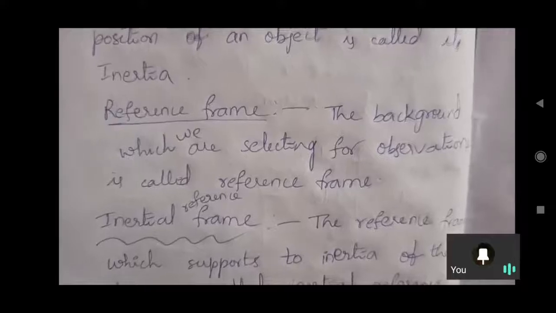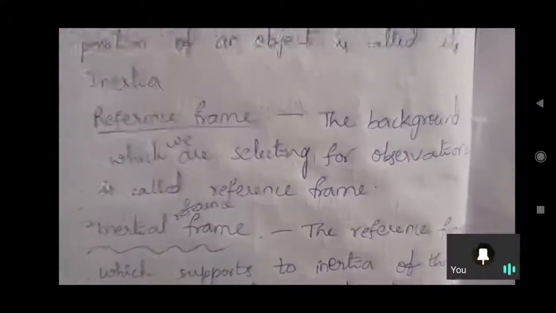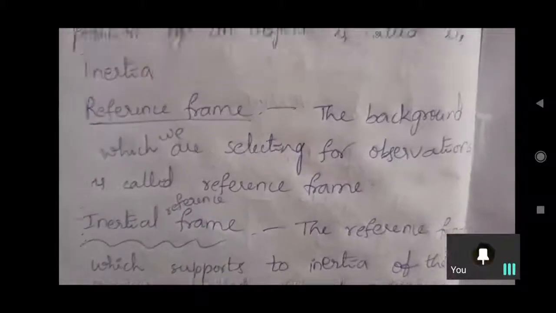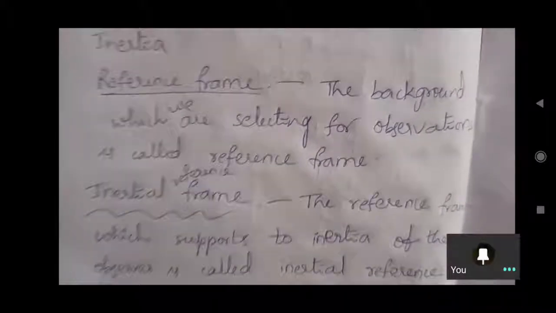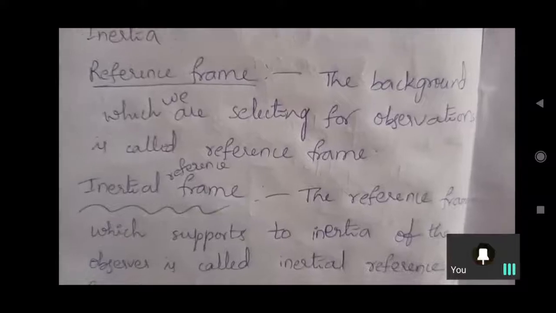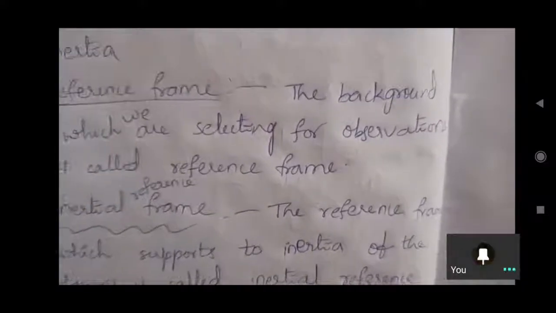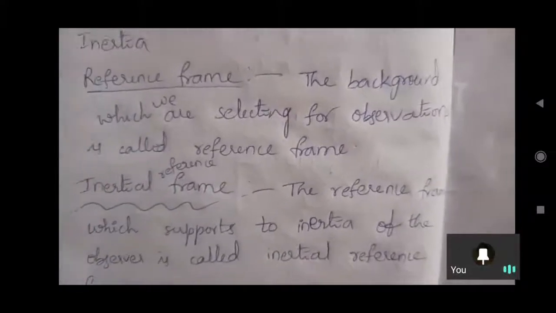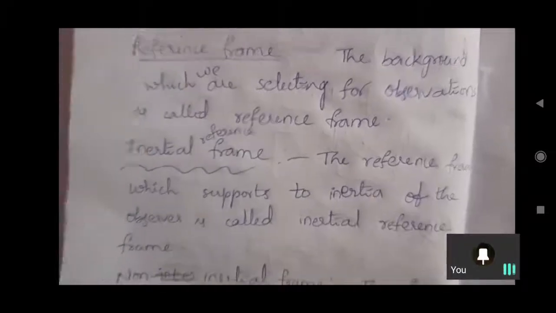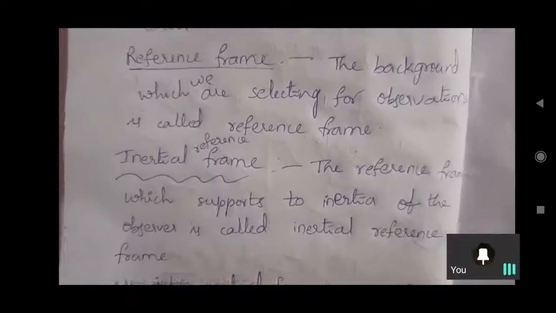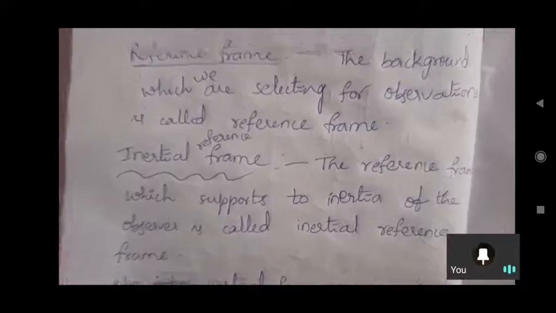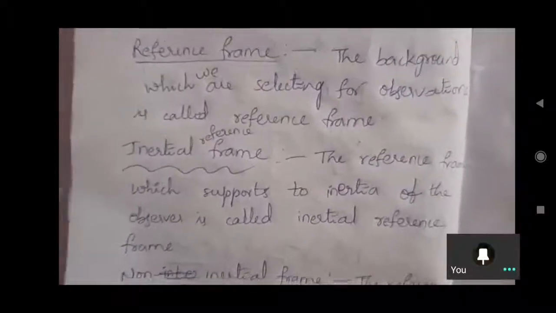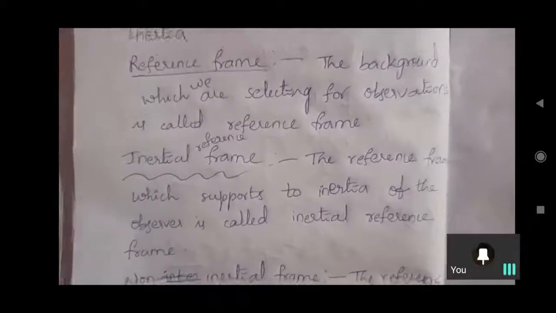The reference frame which gives support to the observer's inertia, the observer's holding capacity of its position, the observer's holding capacity on their body. According to that, an inertial frame is one which gives support to the inertia. A non-inertial frame does not give support to the inertia of the observer. So at that time that is a non-inertial frame.